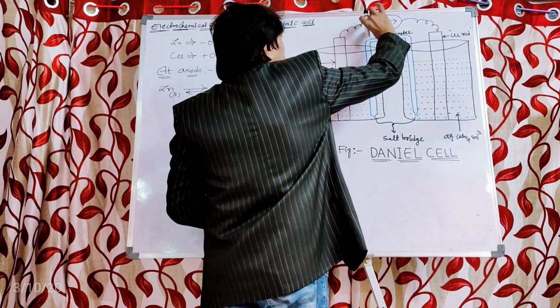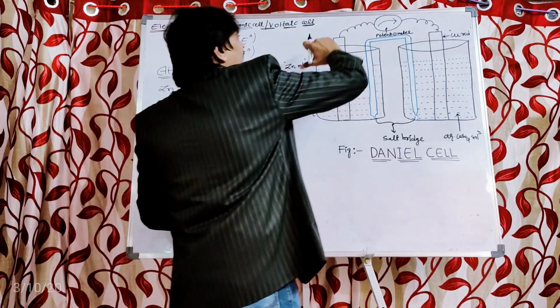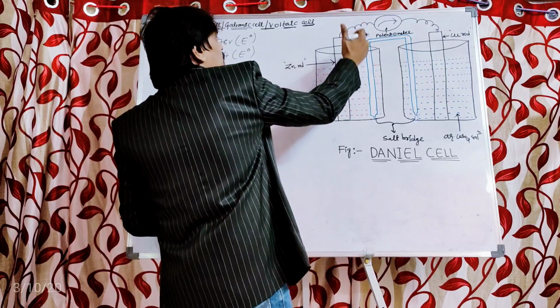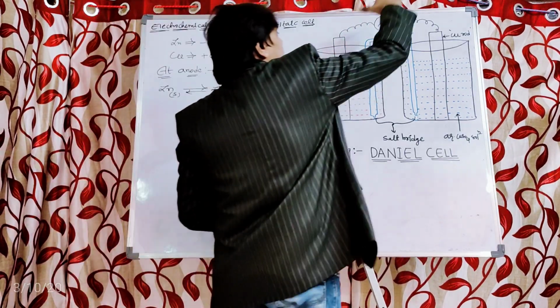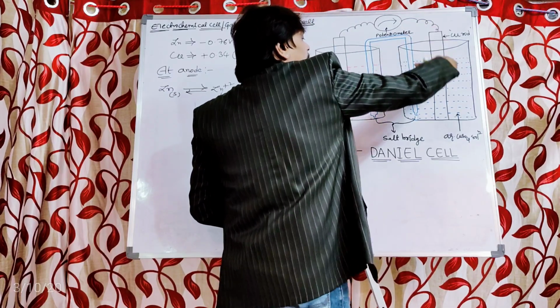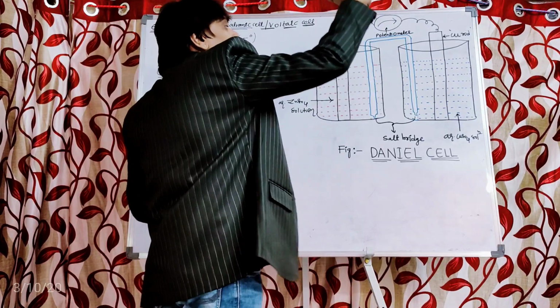And the external circuit consists of the metallic wire. And via the metallic wire, the 2 electrons which have been lost by the zinc upon oxidation enter into the copper sulfate solution, where Cu plus 2 ions are present.